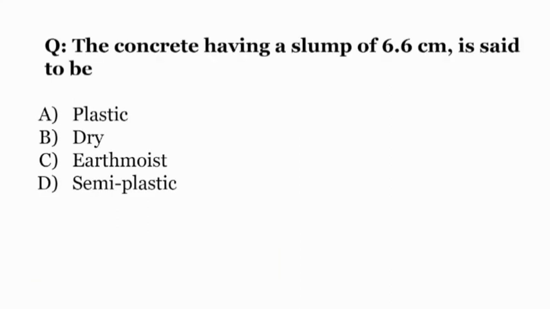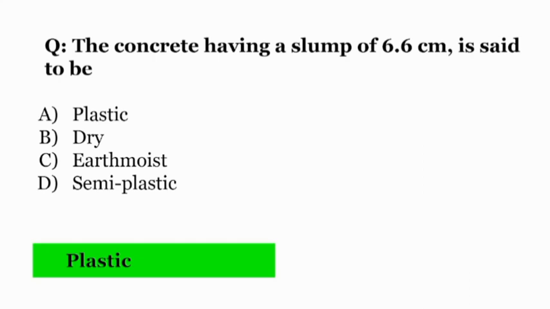The concrete having a slump of 6.6 cm is said to be plastic, dry, earth moist, or semi-plastic. The correct answer is plastic.